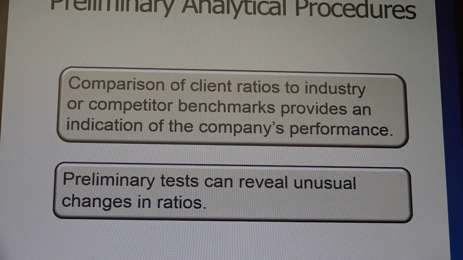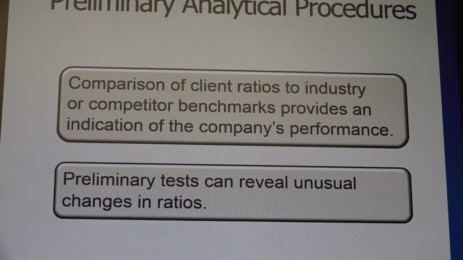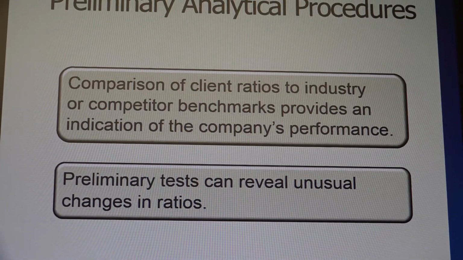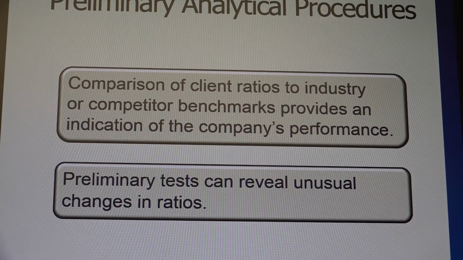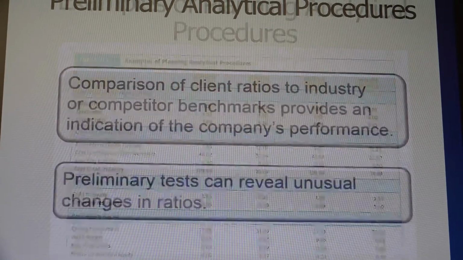And so some of those preliminary analytical procedures would be comparison of client ratios to industry or competitor benchmarks. And this provides an indication of how the audit client's doing in comparison with others in the industry, either directly or as a whole, as a group. These preliminary tests can reveal unusual changes in ratios as well.